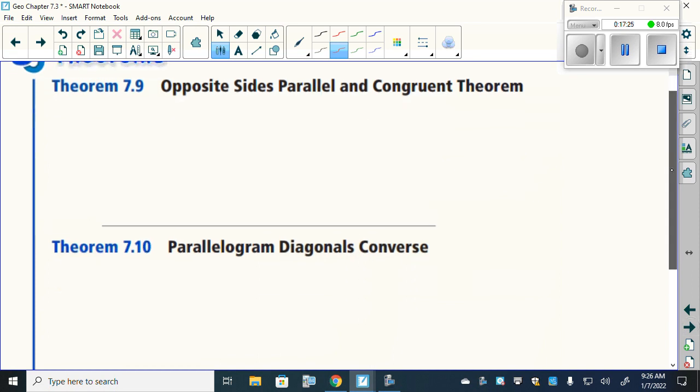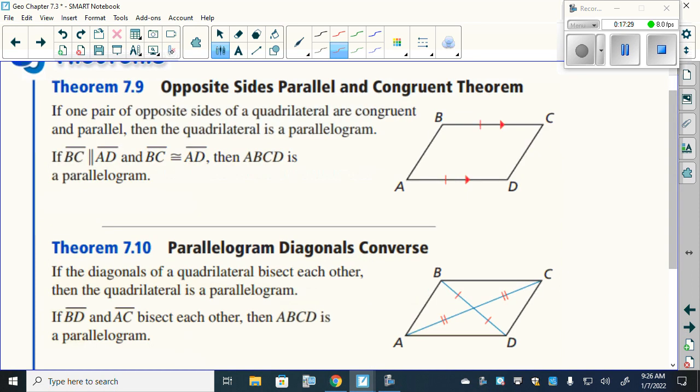Okay. These are the last 2 theorems that we have today, unless I'm mistaken. Now the first one is the opposite sides parallel and congruent theorem. If one pair of opposite sides of a quadrilateral are congruent and parallel, then the quadrilateral is a parallelogram.